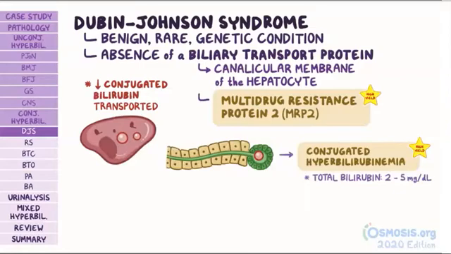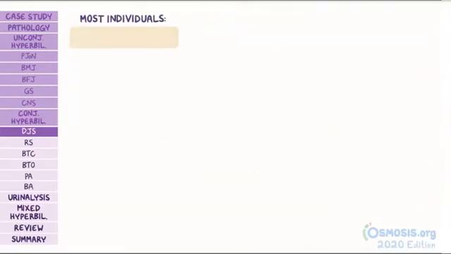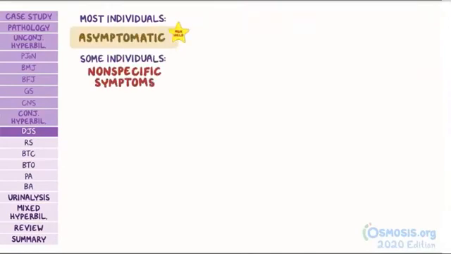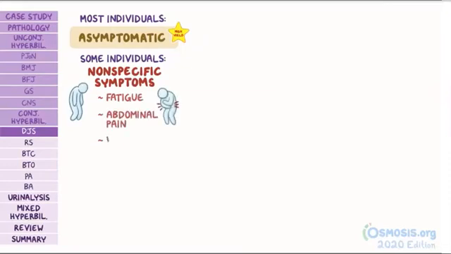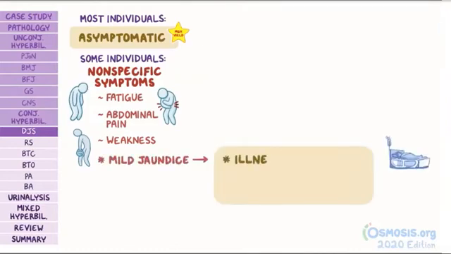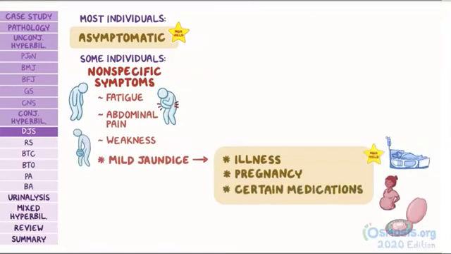But it's important to note that these individuals can also present with normal or extremely elevated levels of bilirubin that can range between 20 and 25 milligrams per deciliter. For your exam, you should know that most individuals are asymptomatic, while some have non-specific symptoms such as fatigue, abdominal pain, and weakness. In some cases, individuals present with mild jaundice that's usually noted during illnesses, pregnancy, or after using certain medications, like oral contraceptives.